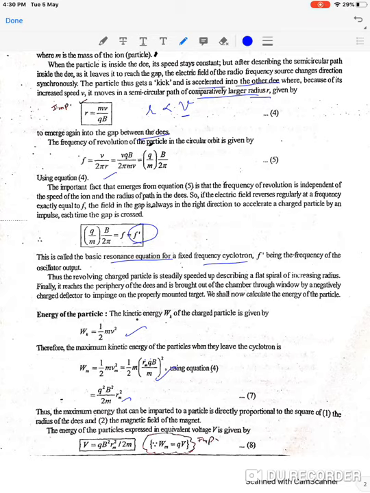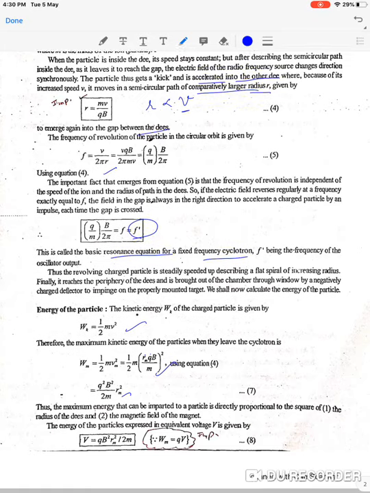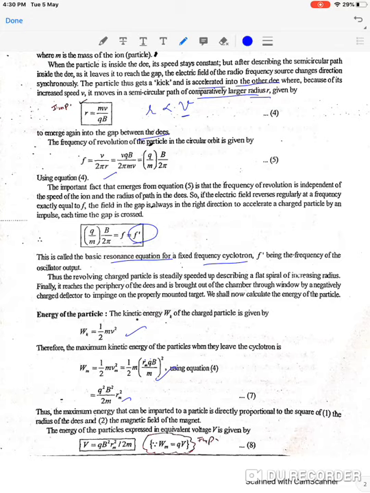of the circular orbit. Okay, thus the maximum energy that can be imparted to the particle is directly proportional to the square of the radius of the Ds. Okay, so velocity, now putting this value, so the kinetic energy comes out to be something like this.